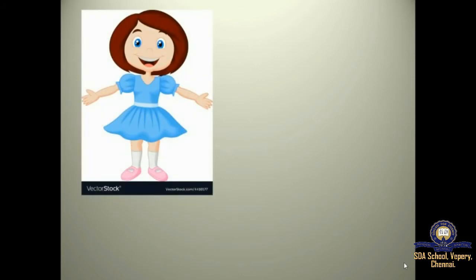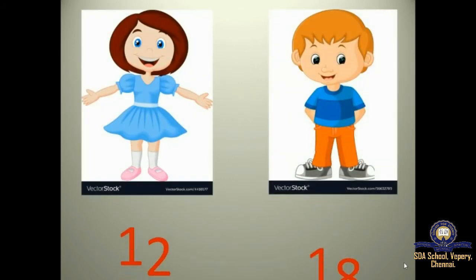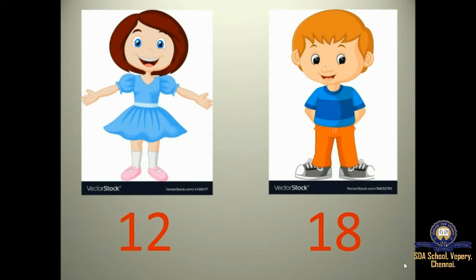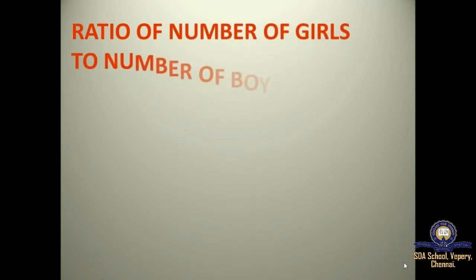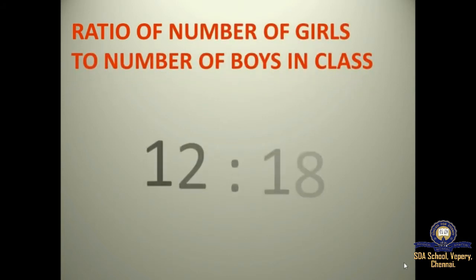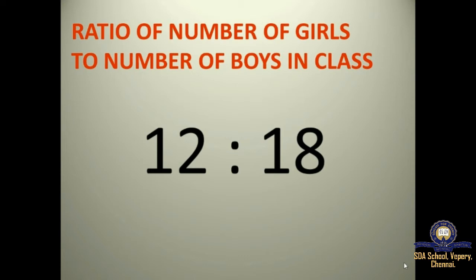In a class, there are 12 girls and 18 boys. Can you find out the ratio of the number of girls to the number of boys in the class? The ratio of the number of girls to the number of boys is 12:18, since the number of girls is 12 and the number of boys is 18.